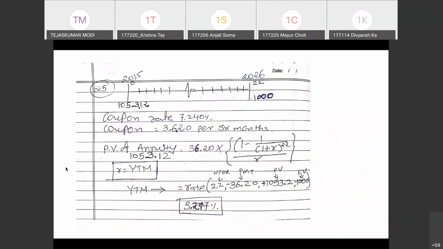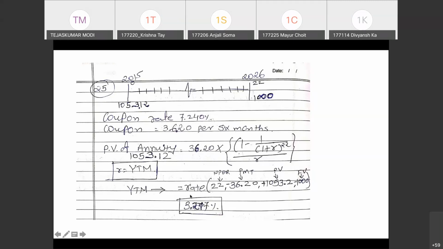You can do that manually, because remember, this 36.20 you are going to receive every 6 months, so you can use the present value of annuity formula. You discount 36.20 for 22 periods. Why 22 periods? Because there are 11 years, and the coupon is paid twice in a year. So for 36.20 you will apply the present value of annuity formula, and for 1000 you will apply a simple present value formula. If you solve both, the present value should be 1053.12.